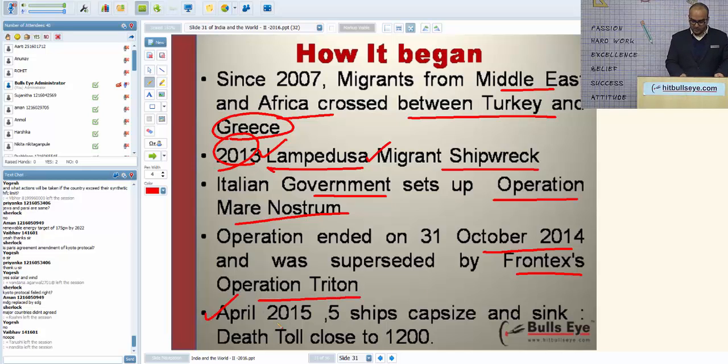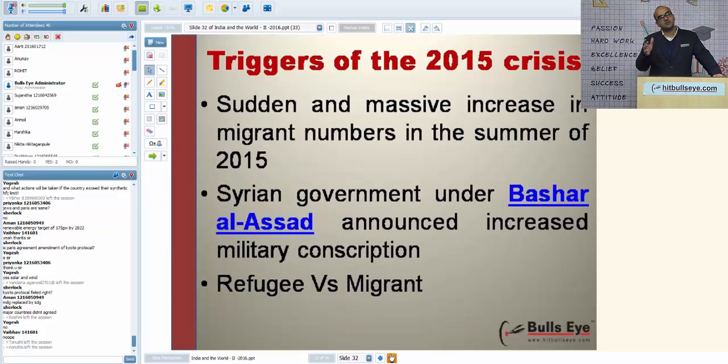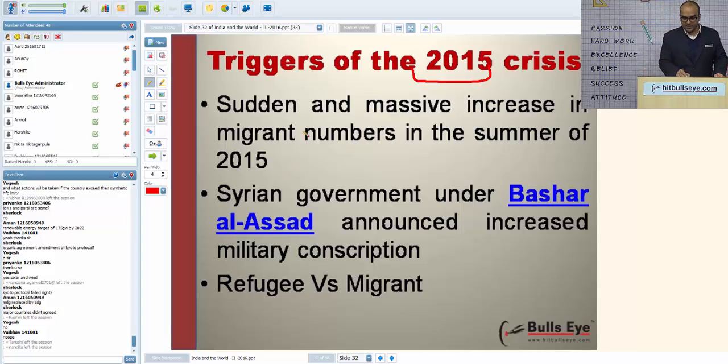Again, in April 2015, five ships capsized and sank, and the death toll was close to 1,200 people. Right now, the wave of immigrants has been coming into Europe since 2007, as we saw. A number of countries are under conflict in the Middle East. First and foremost, Pakistan, Afghanistan, and Iraq, right, and Syria today, right. Triggers of the 2015 crisis. This crisis has become very acute in 2015, right? Sudden and massive increase in migrant numbers in the summer of 2015.